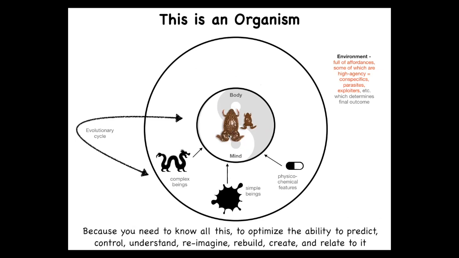So internally, of course, the genome sets some of the hardware, but also we've got various different degrees of agency in the environment that actually manipulate what ends up happening, from very simple kinds of chemical physical features, simple organisms, and very complex organisms like we bioengineers, right? So there's parasites, conspecifics, and so why is this the organism? Because you need to know all of this to optimize your ability to predict, control, understand, repair, and create, and in the case of more complex beings, to relate to it actually in both a functionally useful and an ethical sense. You need to understand what all the inputs and all the capabilities are.